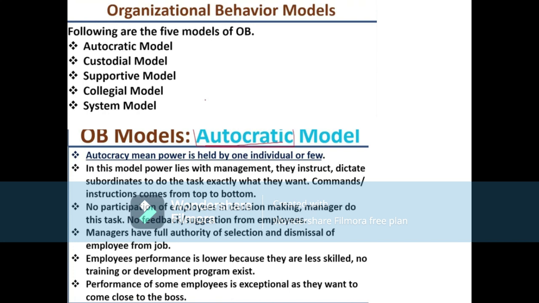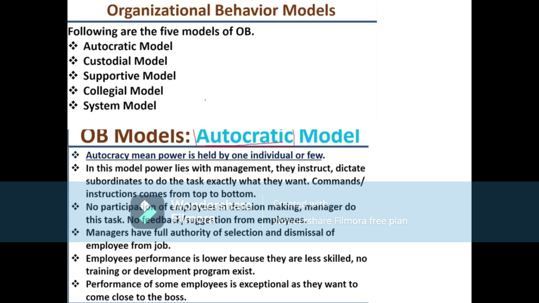Employee performance here will be low. Why? Because they are less skilled, and the wages given to them are also very low. So the performance of the employees will not be that great. Autocracy means power is held within an individual or a few persons. They only instruct, they only dictate. There will be no employee participation. So this is known as the autocratic model.